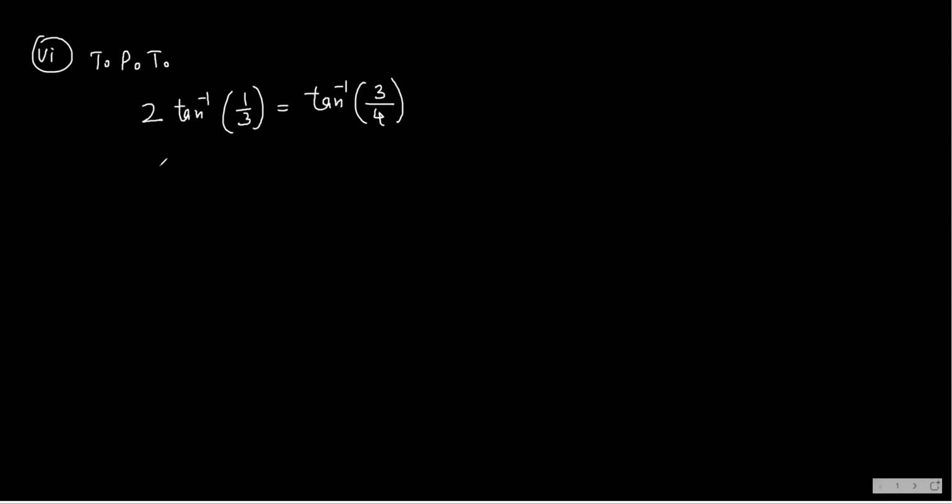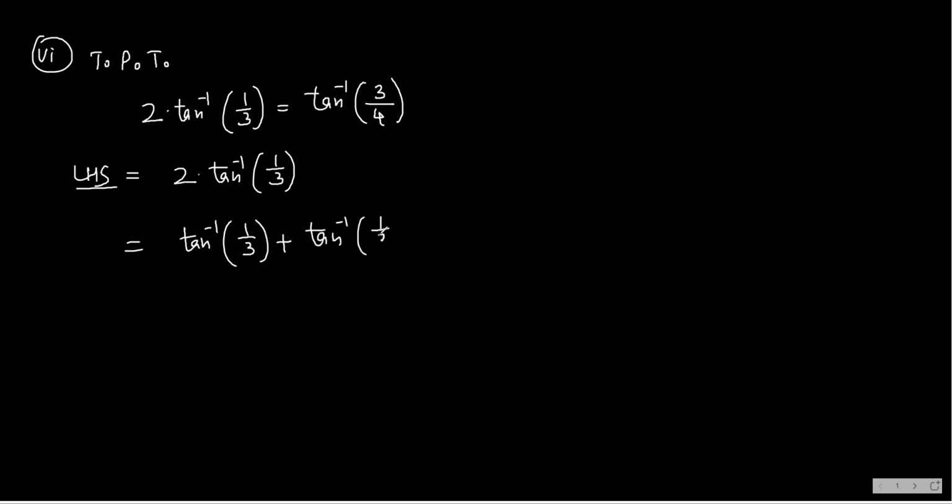Okay, so the sixth one is based on the same concept as fifth one. Here we have to prove that 2 times tan inverse 1 by 3 is tan inverse 3 by 4. So I will begin with left hand side, which is 2 times tan inverse of 1 by 3. I can write 2 times tan inverse 1 by 3 as tan inverse 1 by 3 plus tan inverse 1 by 3. And then I will use the same property, that is tan inverse of A plus tan inverse of B, which is tan inverse of A plus B, 1 by 3 plus 1 by 3 upon 1 minus 1 by 3 into 1 by 3.